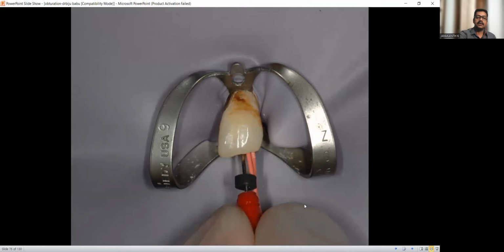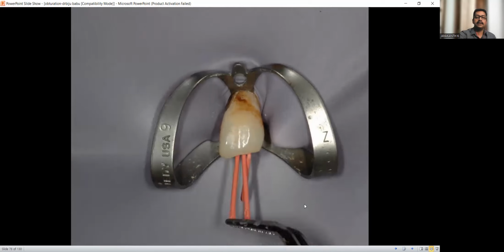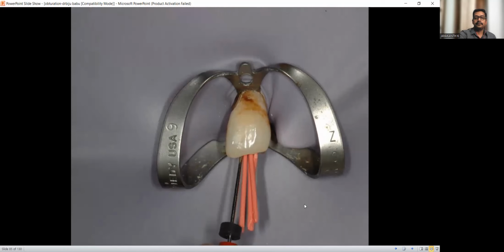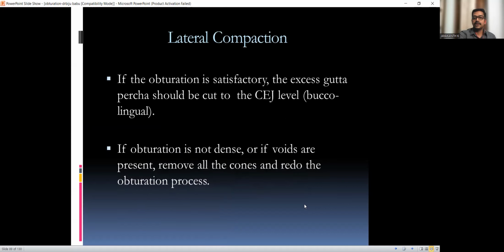Then the next accessory cone is placed and the procedure is repeated, again compacting laterally. This process is continued until no more accessory cone can be inserted, that is, until the canal is obturated to the cervical line. Take a radiograph at this time and evaluate the fill of the canal. This confirms adequacy of the obturation.